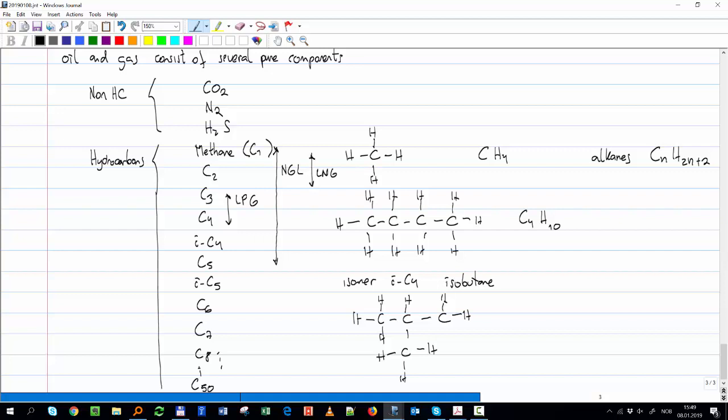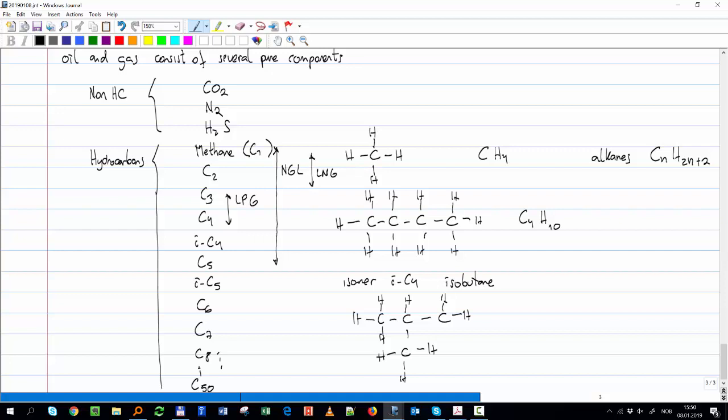So you understand what the difference is. NGL covers a higher number of types of components, and it can vary very much. LPG is basically what we use for barbecue grilling in summer, what we have in these containers. And LNG, we're not covering in this class, but basically we take almost pure methane, we compress it, we lower the temperature, and we make it into liquid. Liquefied natural gas.